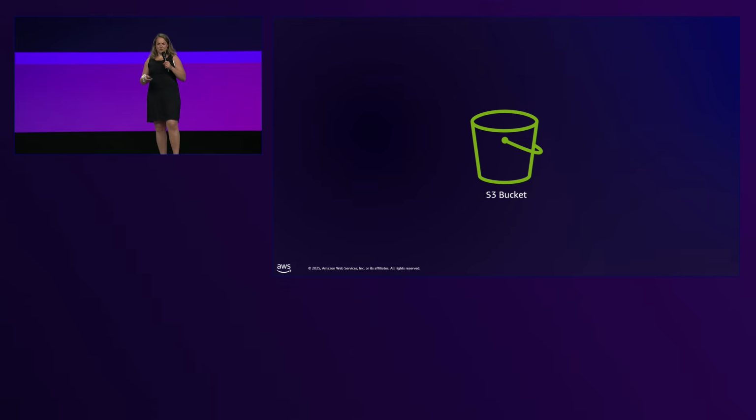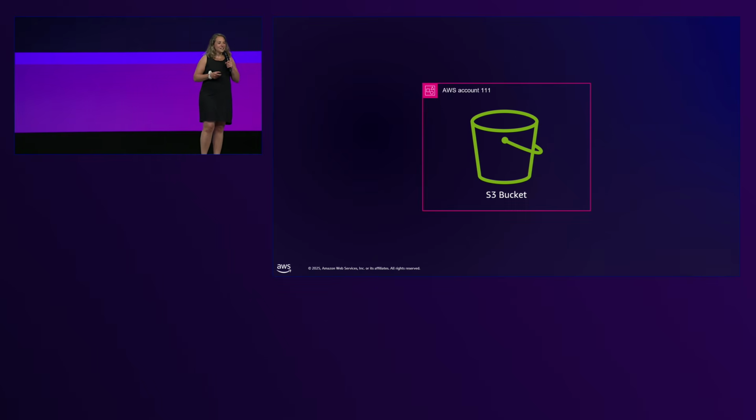Now, as you know, if you've even spent a few minutes building on AWS, a resource exists inside an account in AWS. Now, an account isn't necessarily in a one-to-one relationship with a customer. Rather, you can think of an account as a tenant. You as a customer might have multiple, maybe many AWS accounts. But here's one that you do have, account 111, and your S3 bucket is in that account.